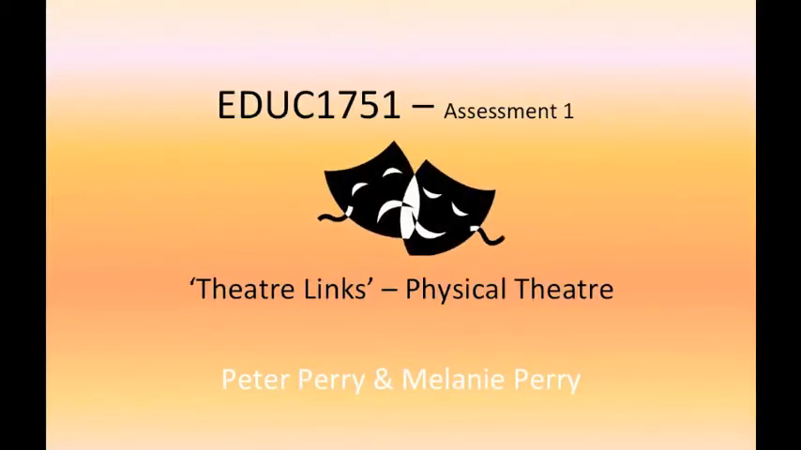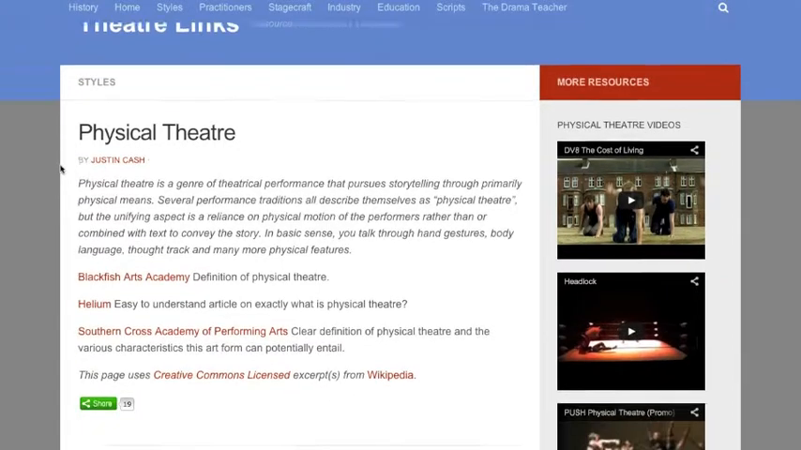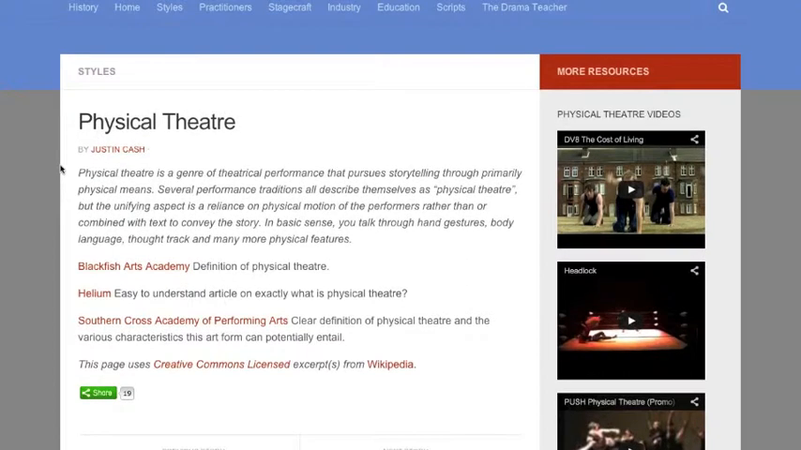Theatre Links is an interactive website that provides extensive links and resources for drama-related topics and concepts. We will be focusing on the physical theatre page for this assessment. On this page, we can immediately observe that there are a number of clickable links available to the user, which provides various levels of information.